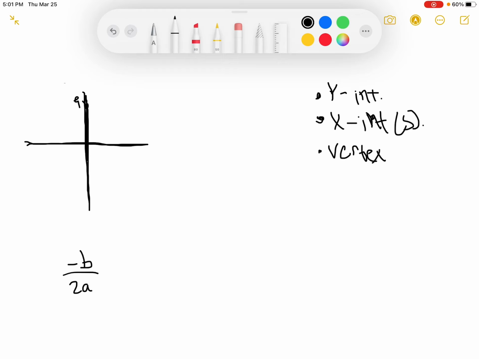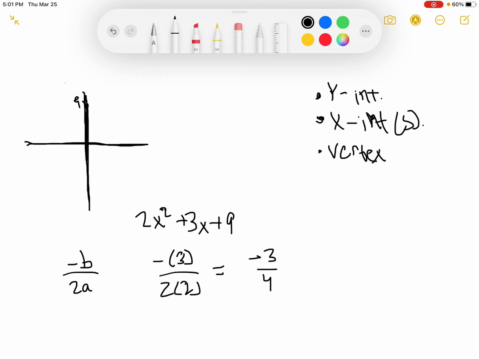So we have this equation again. We have negative b divided by 2a. So we plug in negative b, which is 3, divided by 2 times 2. Then you get negative 3/4. That is the x point for the vertex.